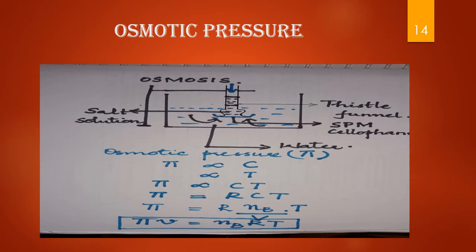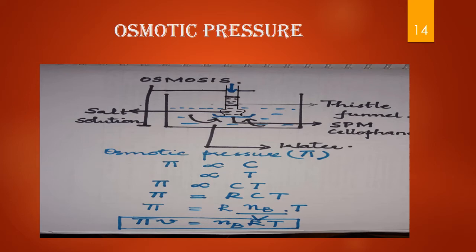Experimental setup shows that we have taken pure solvent water in a beaker and we have inserted a thistle funnel filled with salt solution, which is separated by a semi-permeable membrane. The semi-permeable membrane can be either cellophane or cellulose acetate or egg membrane. You find that it allows only certain molecules to pass through.